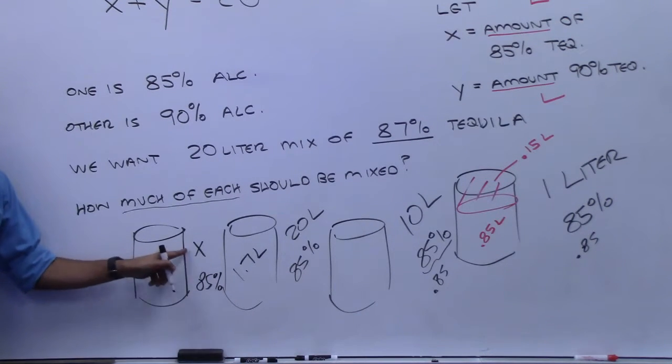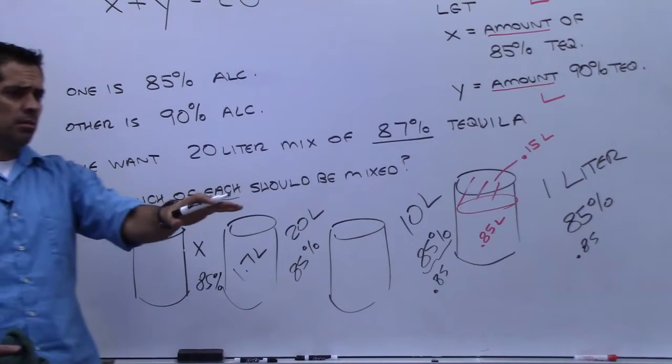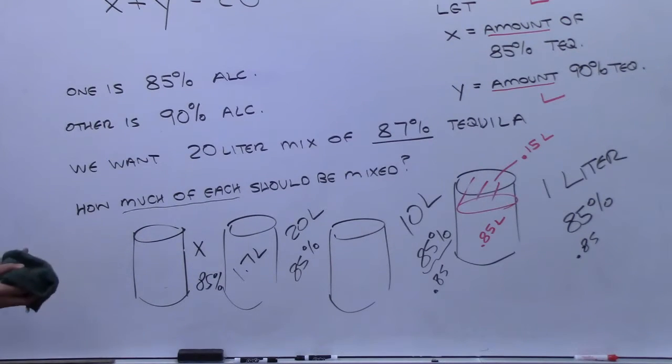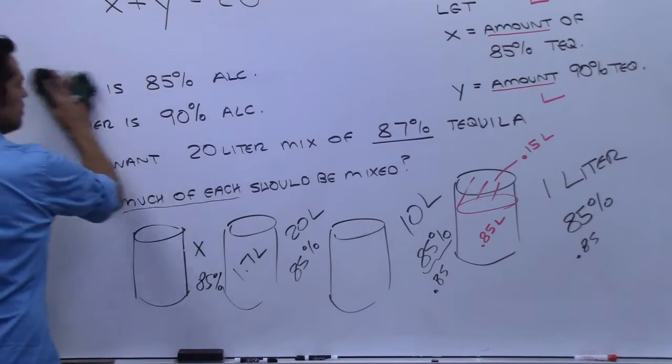0.85 times X, right? That's how much would be in there. Okay, so who was saying that? You were saying you think the next equation is 85, and then you said, should we divide by 100, right? All right, so you were on the right track.